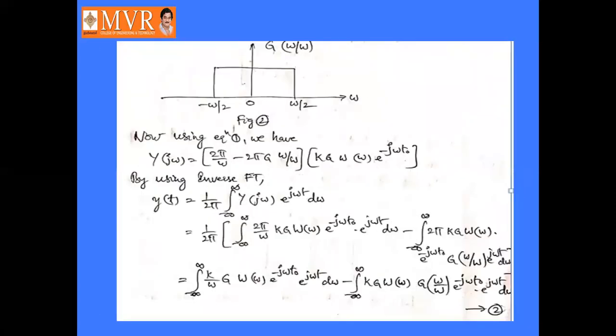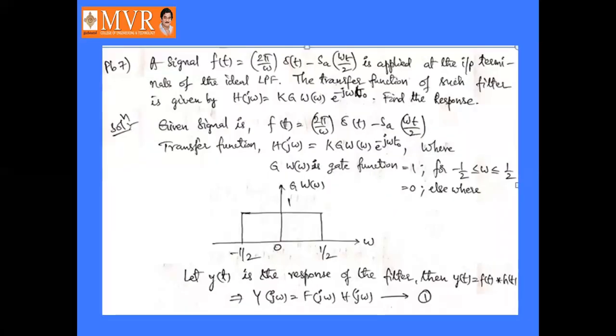See this one. A signal f of t equal to 2 pi by omega into delta of t minus Sa of omega t by 2 is applied at the input terminals of the ideal low pass filter. The transfer function of such a filter is given by, here also a transfer function is given. Transfer function is given, and f of t is given.